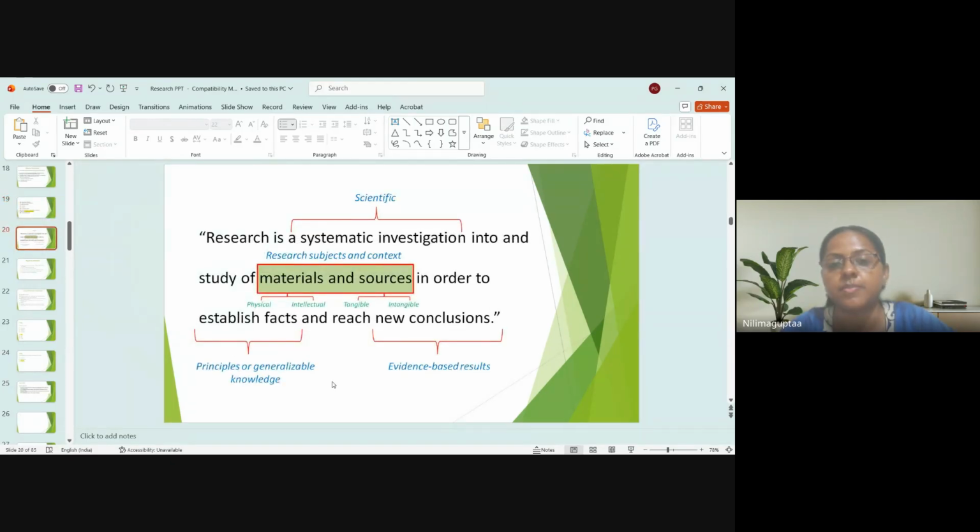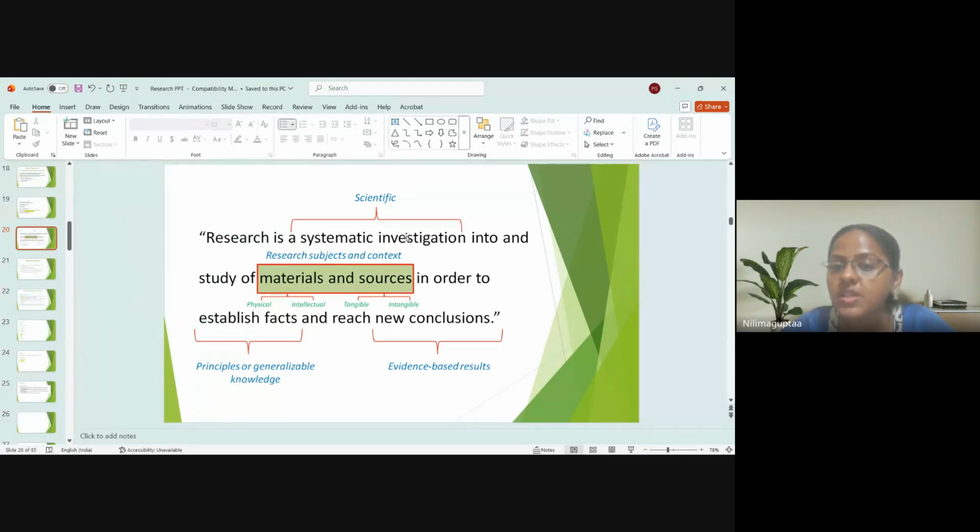Again, to give you a more detailed meaning of research, this is a small definition which will help you to understand it in a better manner. So as you can see here, research is a systematic investigation into and study of materials and resources. So here we study materials also, which can be physical, intellectual, and resources, something that can be tangible or intangible. Sometimes when we do historical research, we study certain oral resources. We follow certain folk stories that we have. So it can be tangible or intangible also.